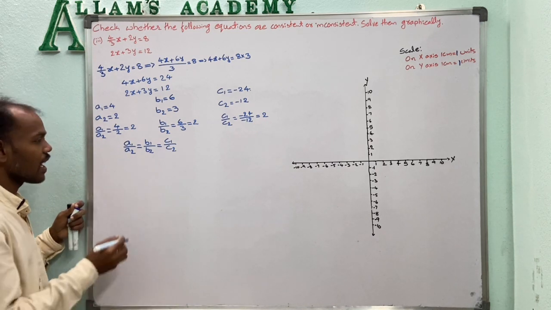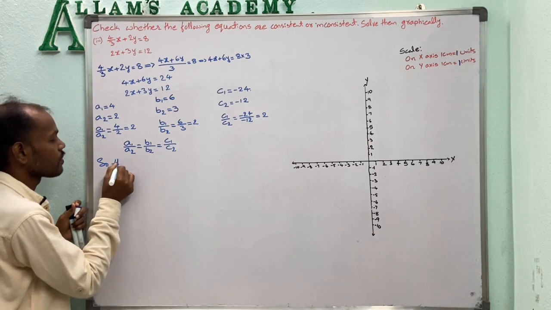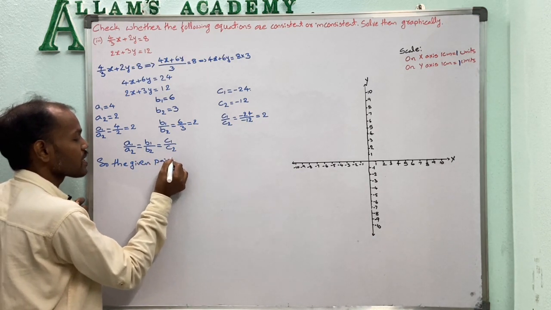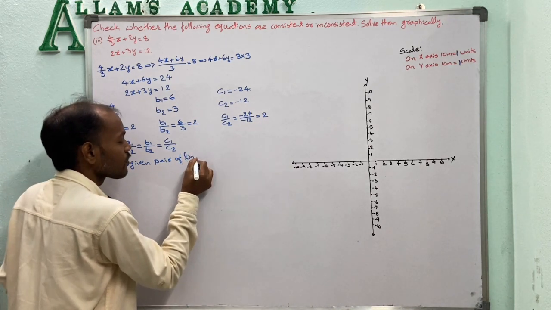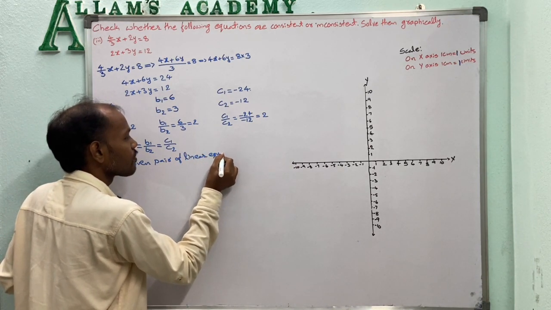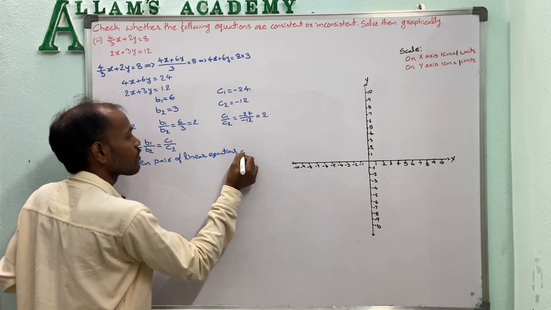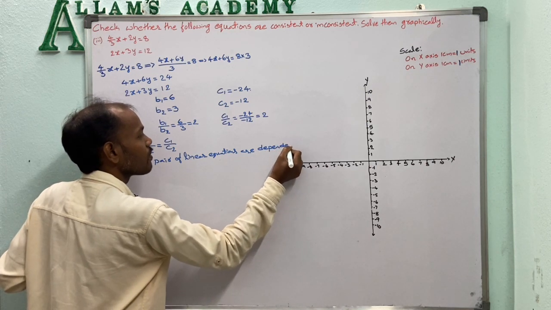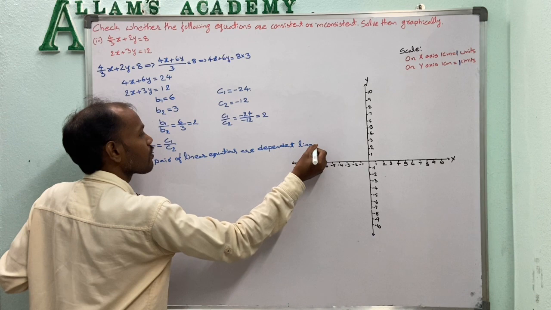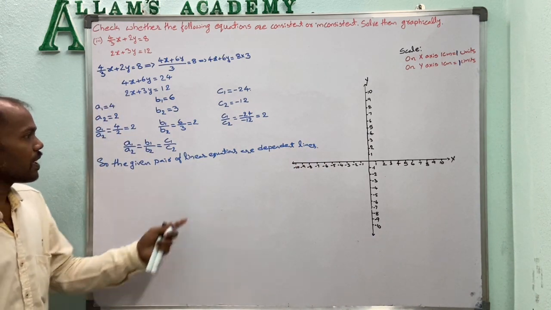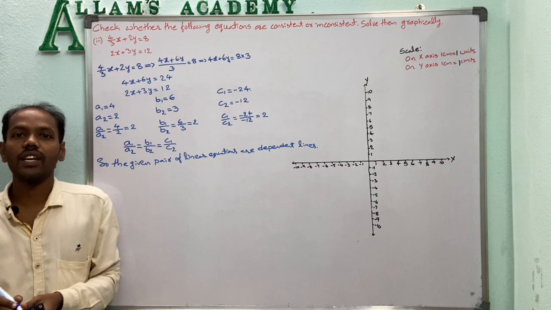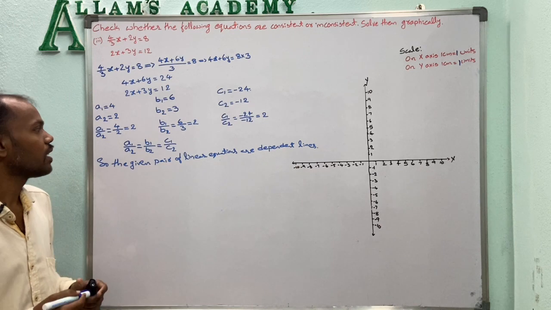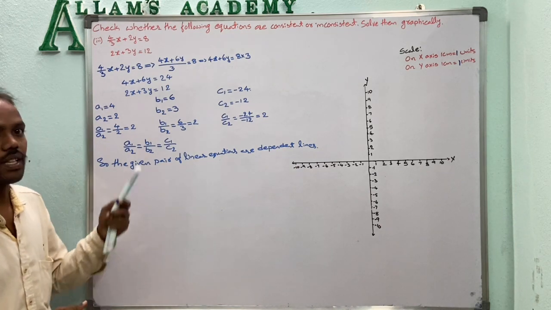So the given pair of equations are dependent lines. Dependent lines means they have infinitely many solutions. Now to observe this on a graph, for drawing the graph we first take the points.